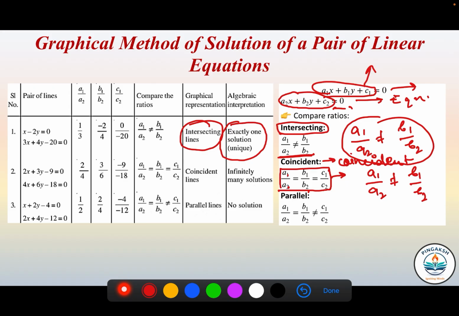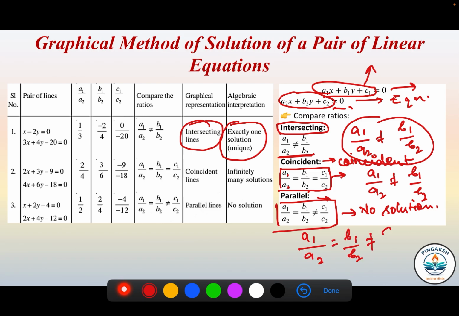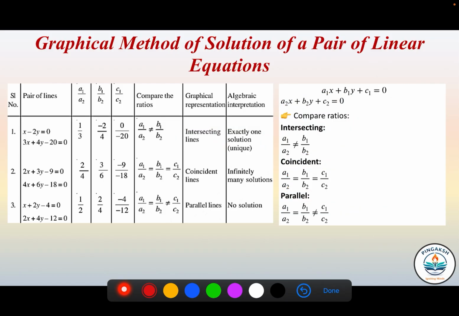Now to see the parallel lines, the condition for parallel lines, where there will be no solution. What is that condition? That condition is a1 by a2 equal to b1 by b2 is not equal to c1 by c2. This is the condition for parallel lines, and parallel lines have no solution, as I already showed with the graph. Now that we have these conditions, let us solve some problems.